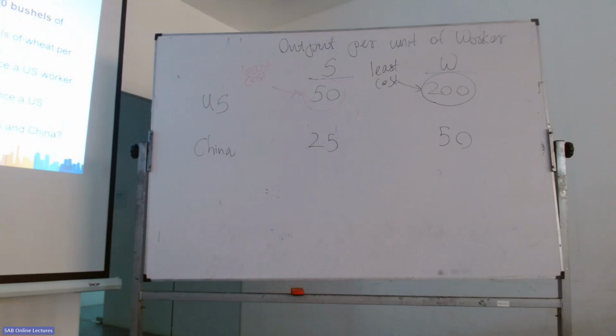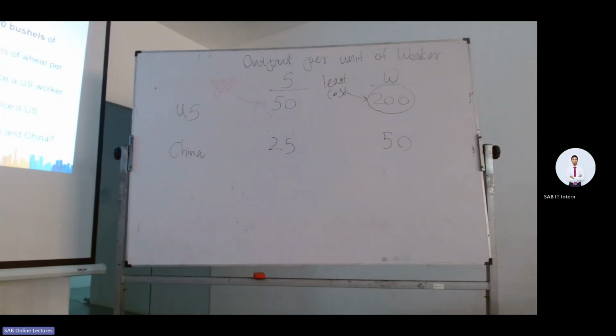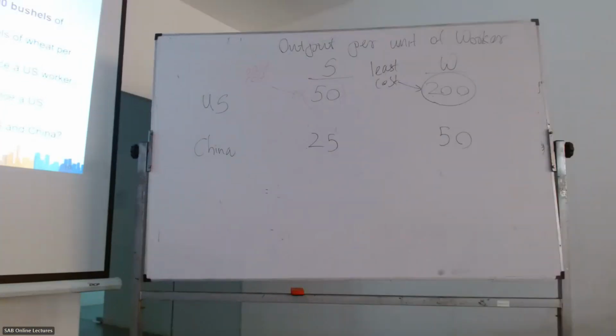This is why absolute advantage has a weakness. Sometimes absolute advantage fails to explain international trade. That is why we introduce the comparative advantage concept. Absolute advantage was introduced by Adam Smith. Comparative advantage was introduced by David Ricardo.